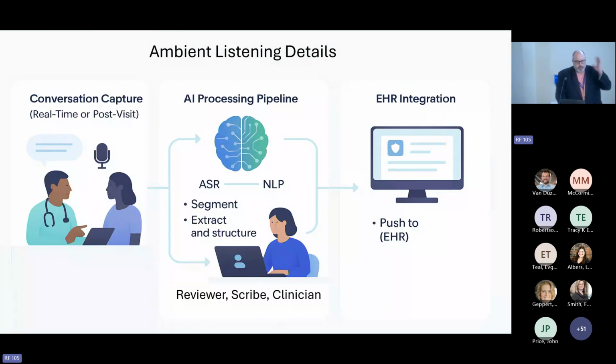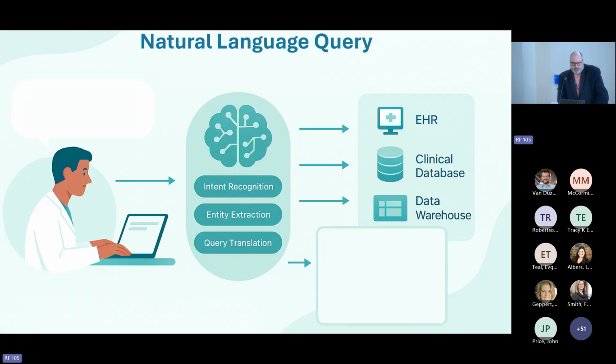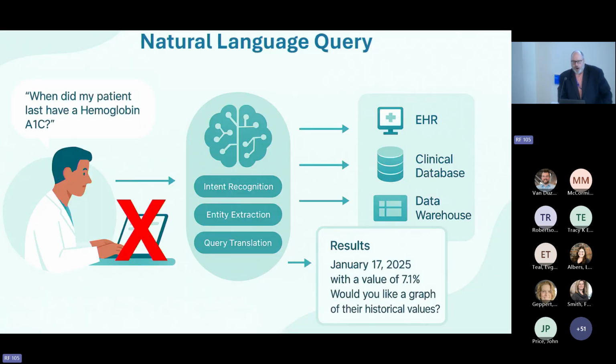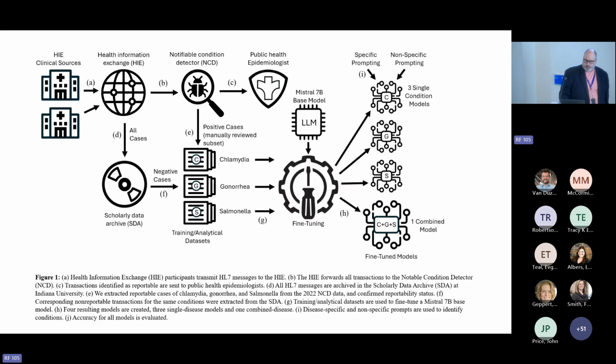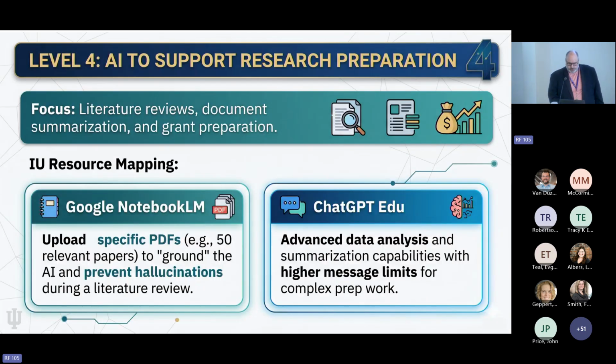I'm just going quickly through these classes of types of research. We've got ambient listening, chart summarization, natural language query, all AI-enabled areas, subjects that are ripe for researching AI as a central topic. We've already heard about the notifiable condition detector creating its own model, testing various approaches to modeling that. Again, these are AI as a focus of research, which hopefully a lot of you will be exploring.